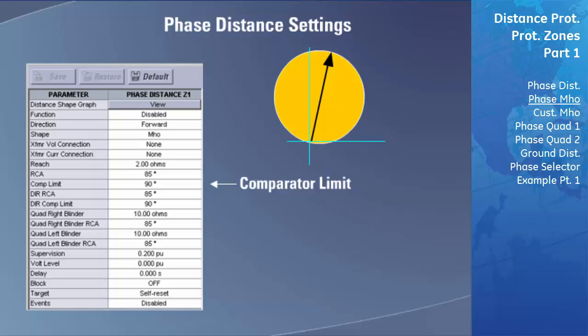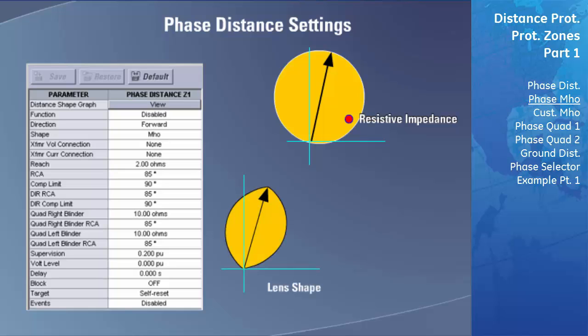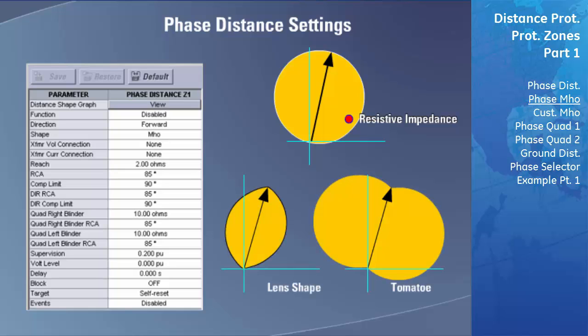The comparator limit is used to adjust the overall shape of the MHO characteristic. Changing the shape of the MHO characteristic allows the D60 to be customized regarding the amount of resistive impedance that will indicate a faulted line. Two shapes that can be created by changing the comparator limit setting are the lens and the tomato.